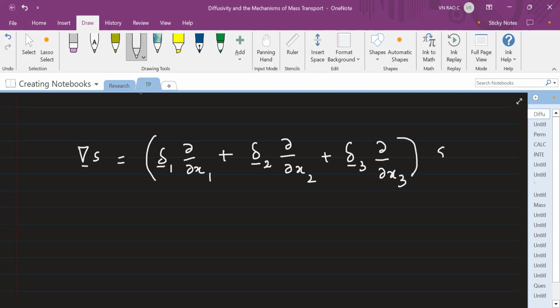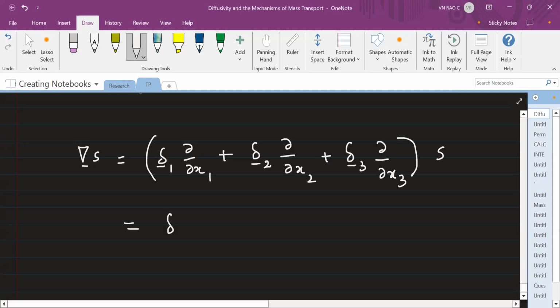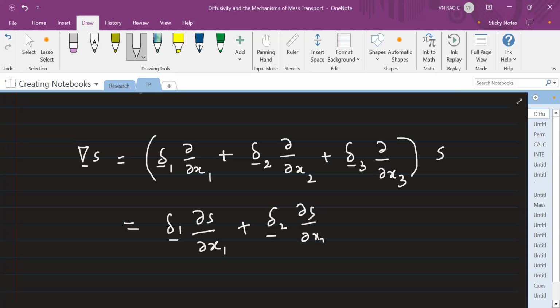Multiplied with a scalar quantity, it is represented like this: tau S by tau x1 plus delta 2 tau S by tau x2 plus delta 3 tau S by tau x3. So this is our, a little more discussion.